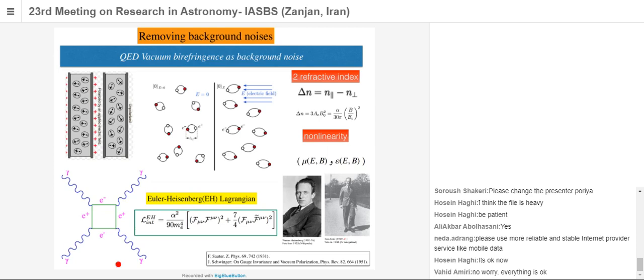But you have to care about the background signal and you have to remove it. One of the most important background signals is a noise which is coming from just two slides. We ran out of time.